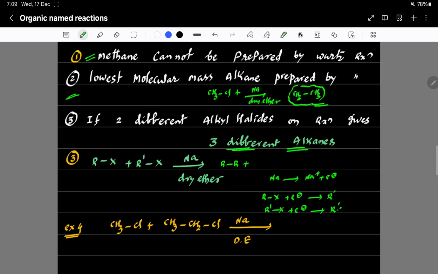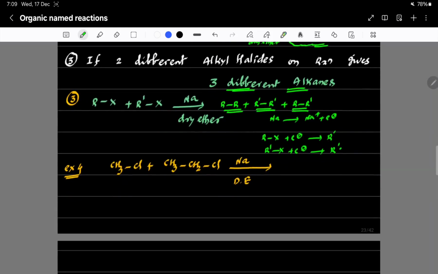Now if R radical undergoes dimerization, we get R-R coupling. If R' radical and R' radical undergo coupling, we get R'-R'. If R and R' undergo dimerization, this is the cross coupling, and we get the cross product. So if we have two different alkyl halides on reaction, we will get three possible alkanes in this Wurtz reaction.